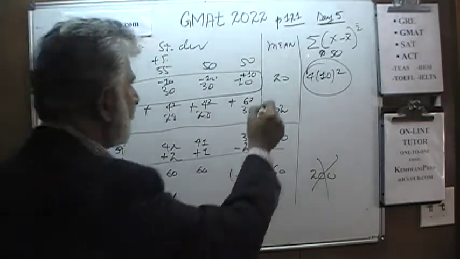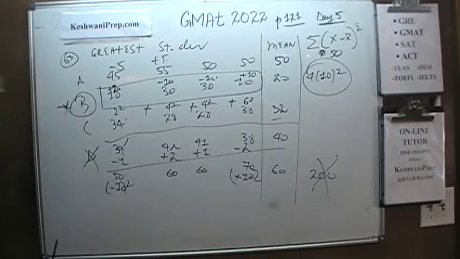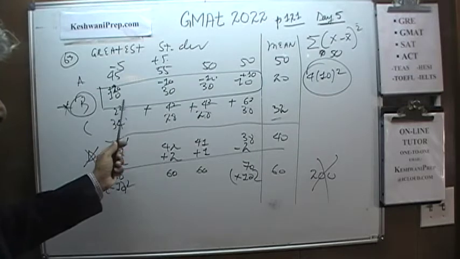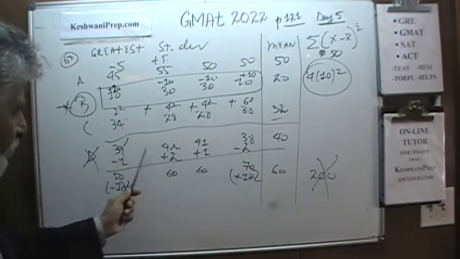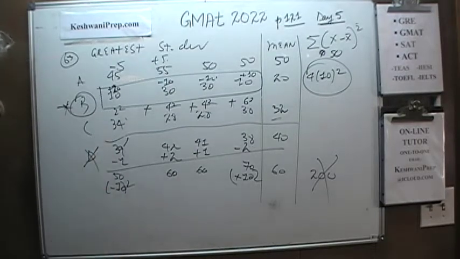Because the mean here is 50. The answer to this question is B. But it took too long. In the real exam, just by visual observation, you should be able to tell that these are quite spread out. These are very clustered together. These are very close to each other. The contest was only between E and B. Even this is very close. It's just 5 squared and 5 squared.